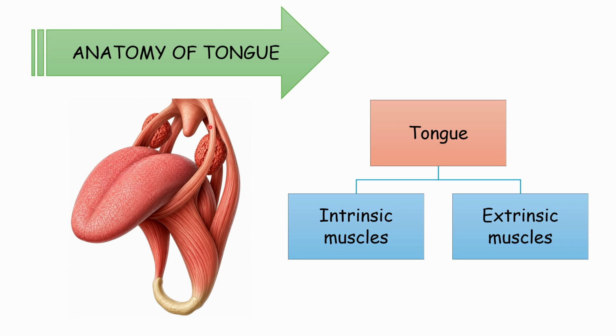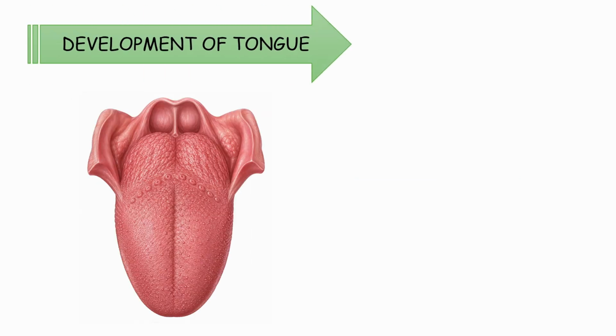Like we have the palatoglossus originating from the palate and inserting into the tongue, then the hypoglossus from the hyoid bone, and the genioglossus from the genial tubercle, getting inserted into the tongue. With that brief knowledge of the anatomy of the tongue, let's begin with the development of the tongue.